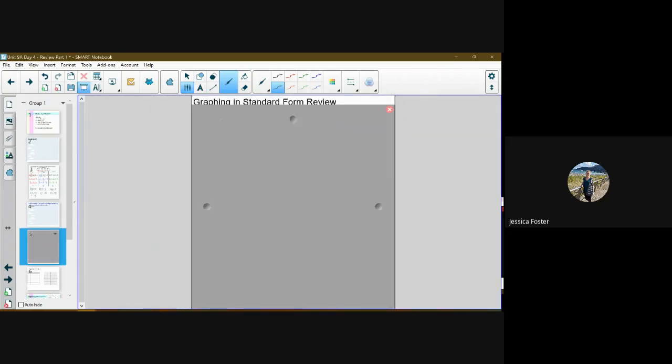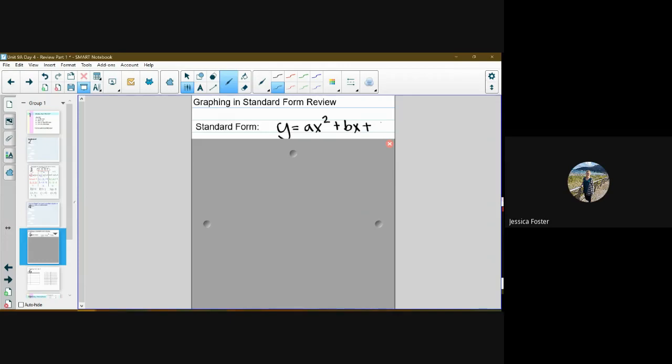We'll go through our order of graphing in standard form. First, let's review standard form: y equals ax squared plus bx plus c. Remember, when we're given any quadratic in standard form, we can tell two things right away. We know the concavity based off of our a value, whether it's concave up or concave down, and we know the y-intercept based off of our c value.